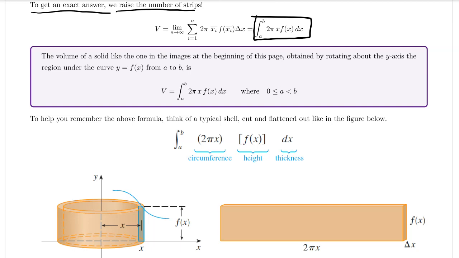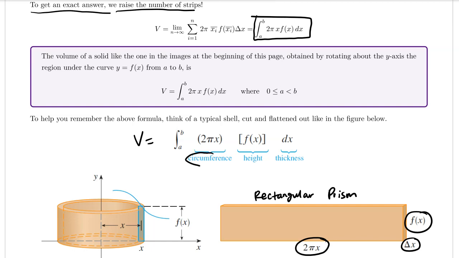To help you remember the above formula, think of a typical shell cut and flattened out like in the figure below. So if I take this three-dimensional shell here, and I cut it and break it down, this becomes a rectangular prism. And the volume of a rectangular prism is the length times the width times the height. And so we get that the volume is equal to the definite integral from a to b.